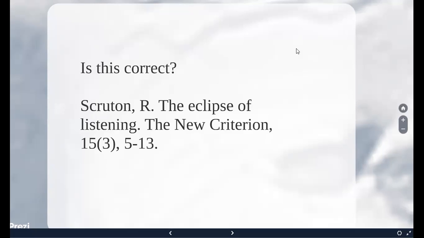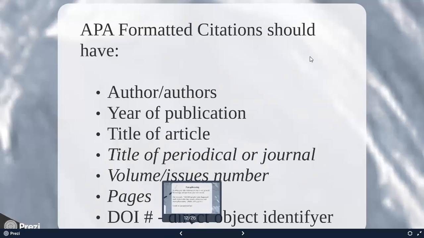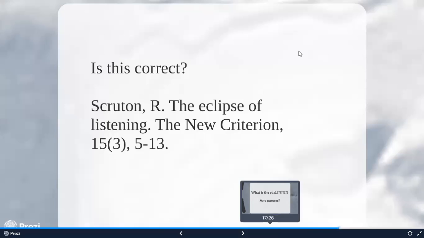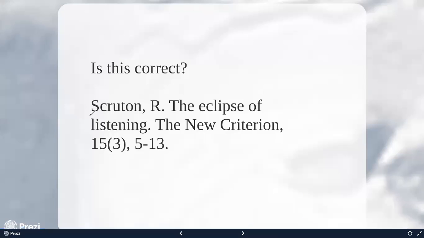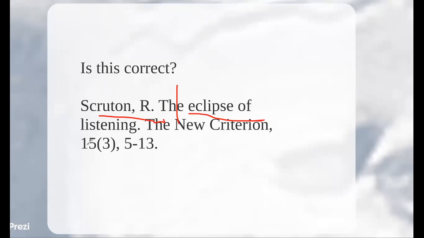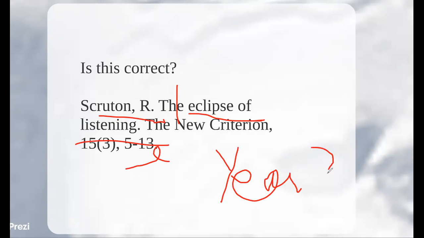Okay, so to tell you honestly, this is wrong. Do you still remember? You have to put the year of the publication. Where's the year here? Di ba wala? Okay, so always remember the name, the year, the title, and then yung page number. So this is wrong kasi wala yung year. Okay, year is very important.